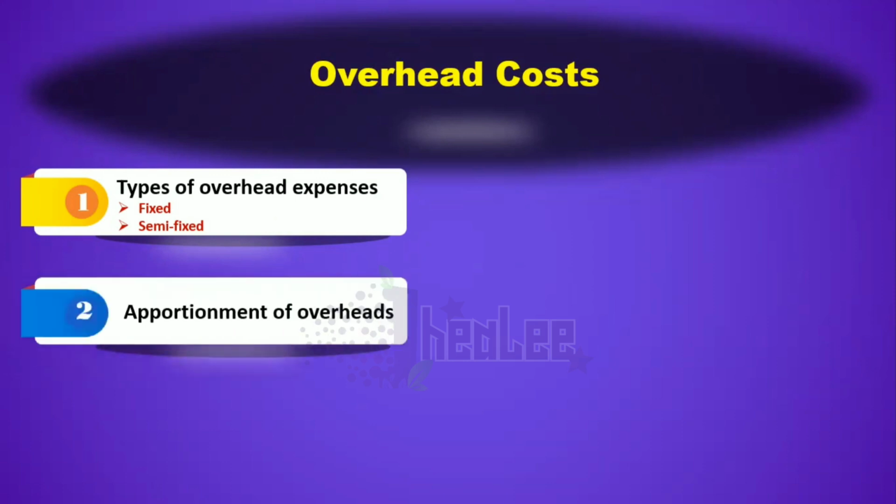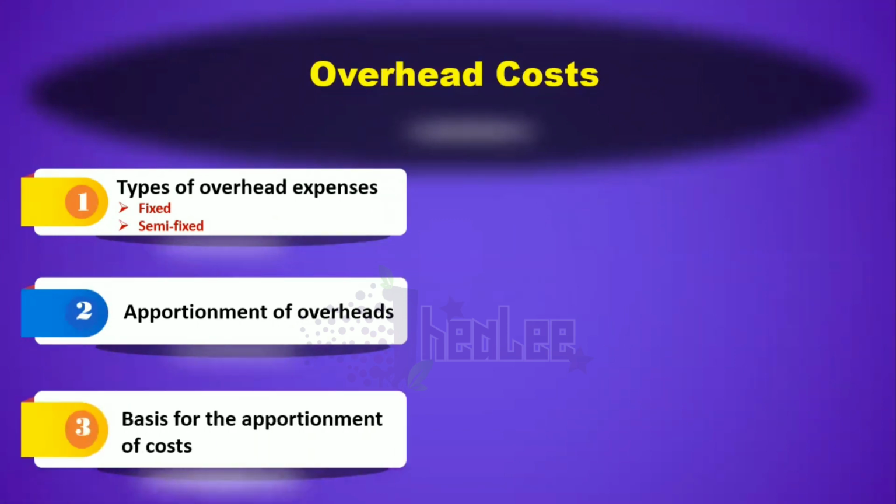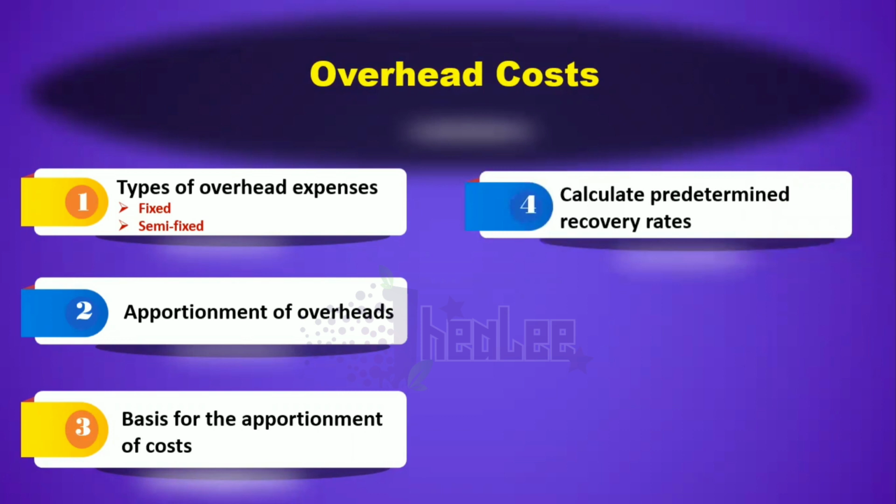Your next focus is apportionment of overheads. You need to be able to apportion overheads following the basis of apportionment of costs. In terms of apportioning costs, we have different cost drivers, so you need to ensure you prepare yourself for that area. You should be able to calculate predetermined recovery rates using the cost drivers, for example, machine hours, direct labor hours, or direct labor costs. Those are examples of cost drivers.